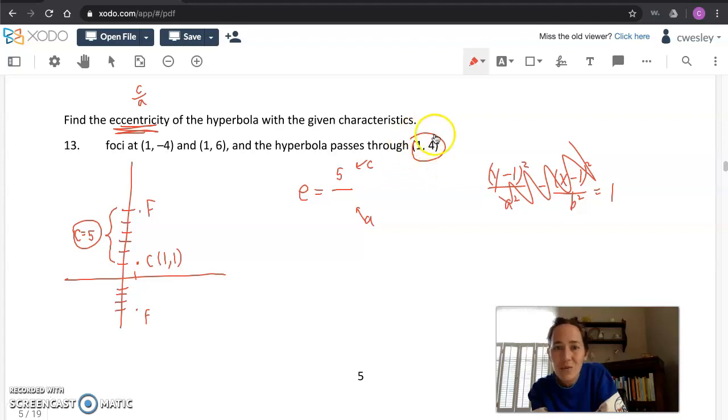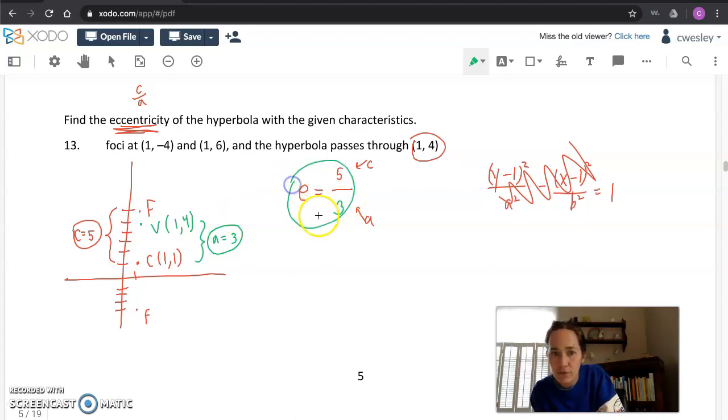Well, take a look at what this point is. Do you notice these 3 points have something in common? They all share an x-coordinate 1. Turns out that this was a sneaky problem, and they actually didn't just give us any point. They gave us one of the 2 vertices. One of the 2 vertices falls right along the transverse axis here, and it's at 1, 4. That's awesome. I can see now the distance from center to vertex, A, is going to be 3 units, and I solved the problem without having to do a plug-in. 5/3 is the eccentricity.